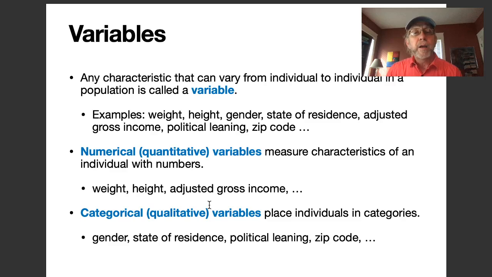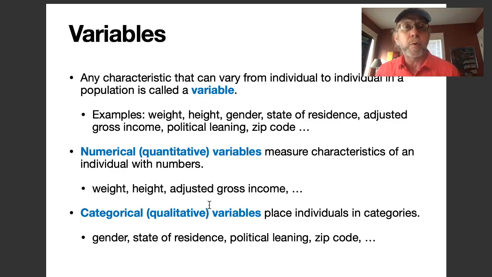On the other hand, variables like state of residence, political leaning, zip code, those are called categorical variables because they put individuals into categories. And so for gender, it might be male, female, or maybe non binary, or would rather not answer or whatever. But those are going to be categories. State of residence, that's a categorical variable as well. Each individual has one, and that puts you in a category. Political leaning, however you want to define it, that would be a categorical variable.